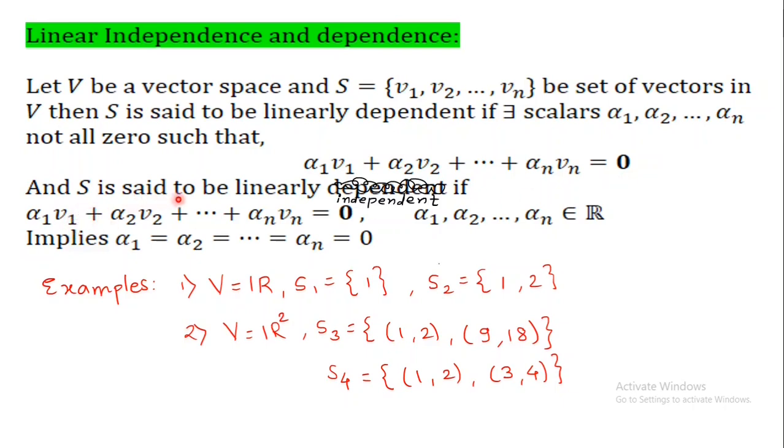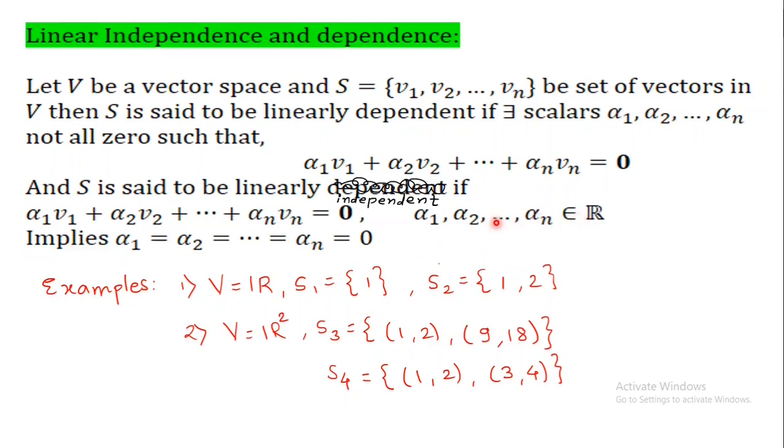And S is said to be linearly independent if alpha 1 V1 plus alpha 2 V2 plus so on up to alpha n Vn is equal to this bold 0 implies alpha 1 is 0, alpha 2 is 0, and so on, alpha n is equal to 0. Remember, this alpha 1, alpha 2, alpha n are real numbers.